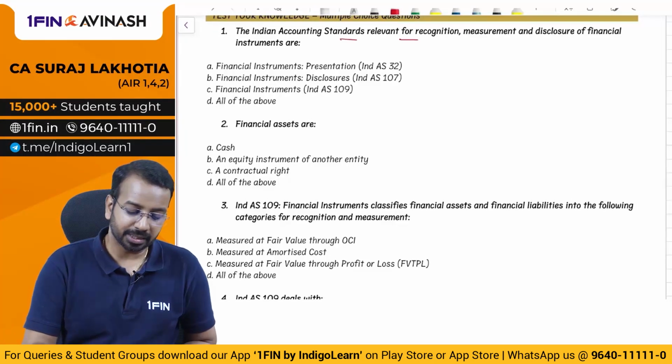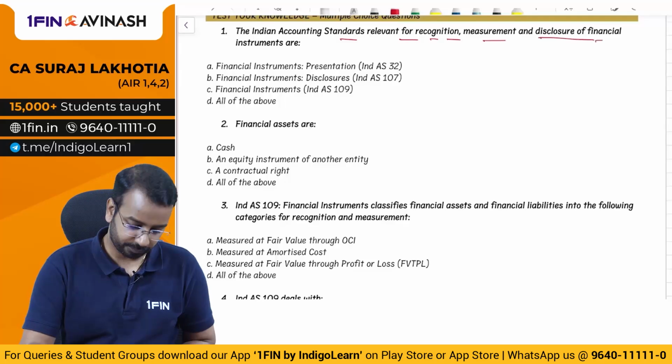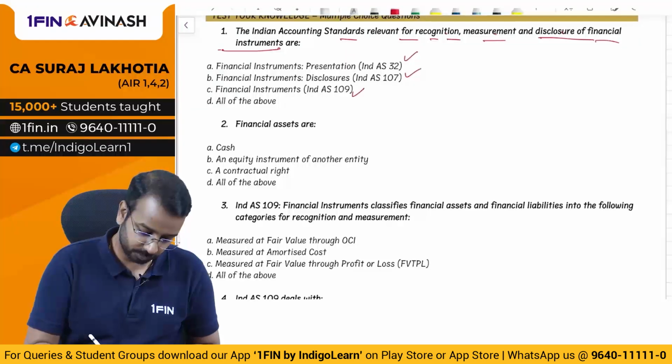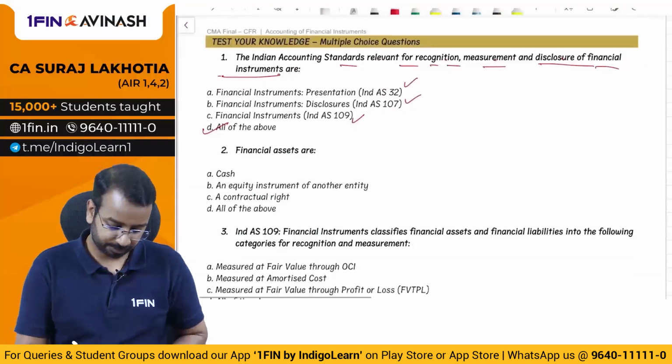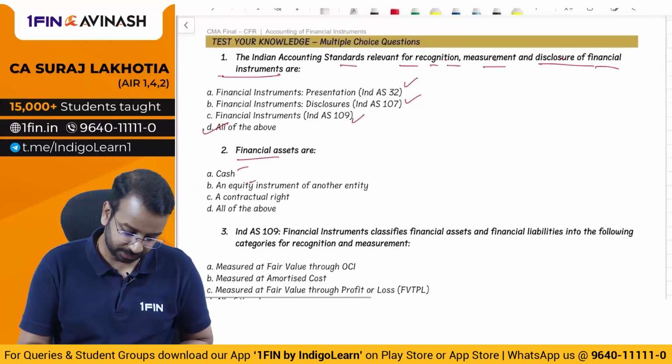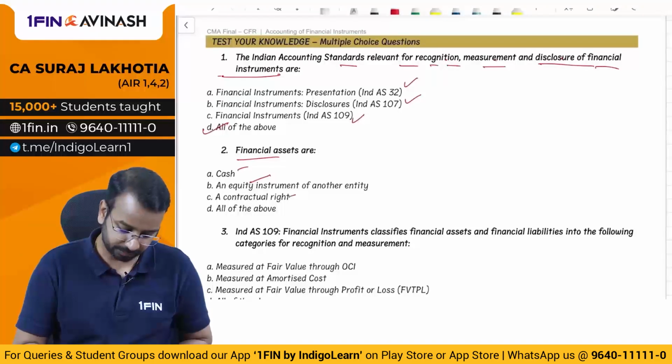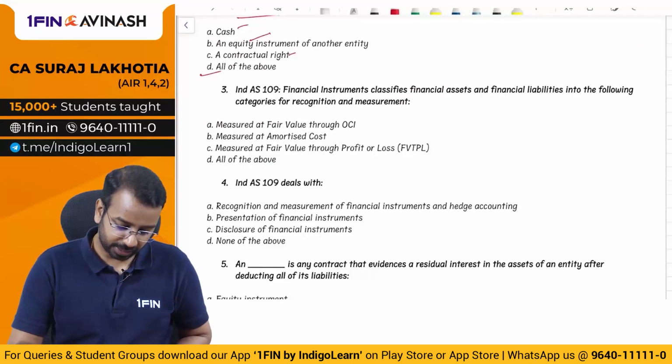The Indian accounting standards relevant for recognition, measurement and disclosure of financial instruments are recognition, measurement, disclosure: Ind AS 32 yes, 107 yes, 109 yes. So all of the above. Then financial assets are cash, yes. Equity instrument, yes. Contractual right to receive cash, yes. All of the above. Financial instruments classify financial assets and liabilities into the following categories: measured at fair value through OCI, measured at amortized cost, measured at fair value through P&L, all of the above.